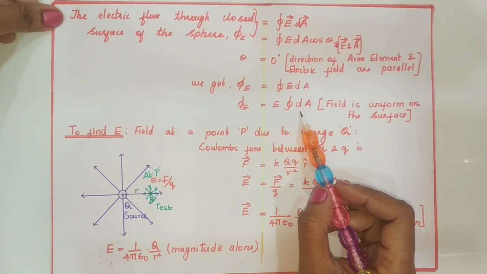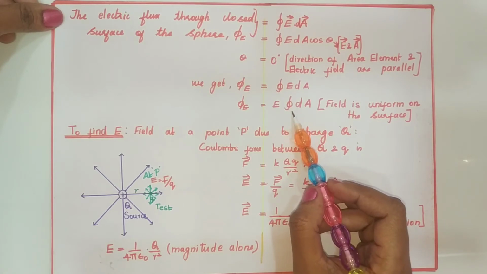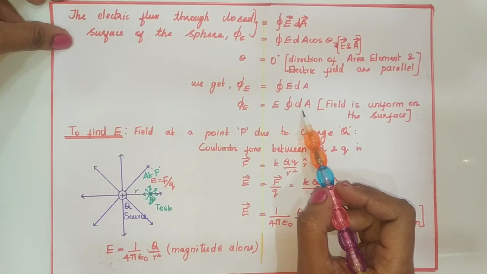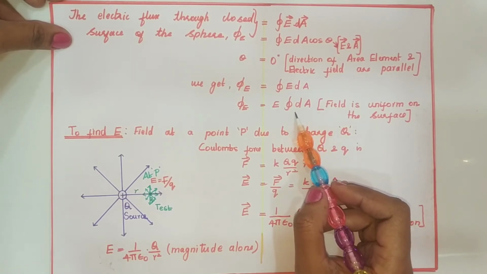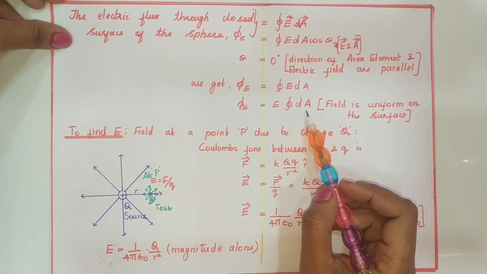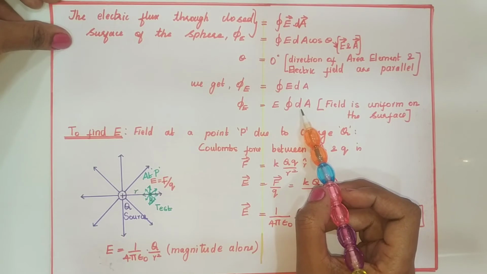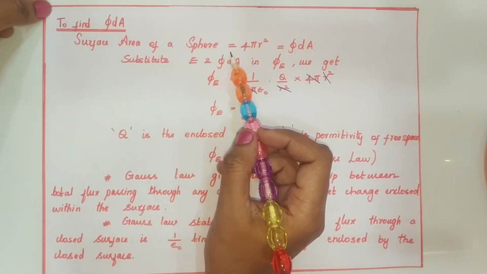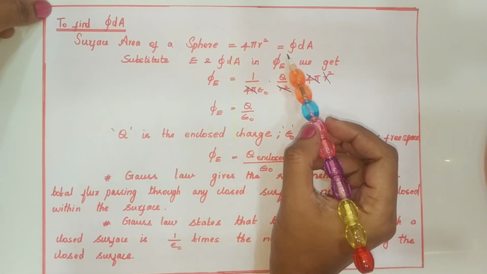Now what will be the expression for closed integral dA? This dA is representing a sphere, isn't it? Here we enclosed a point charge, and it formed a spherical surface. Now what is the area of the sphere? The surface area of the sphere is equal to 4 pi R square.